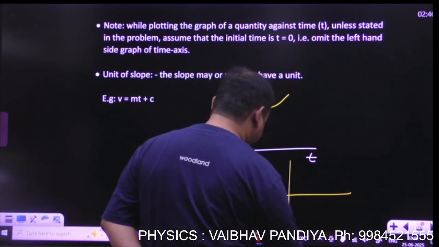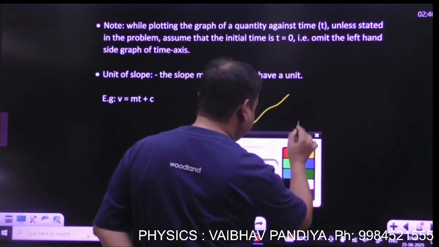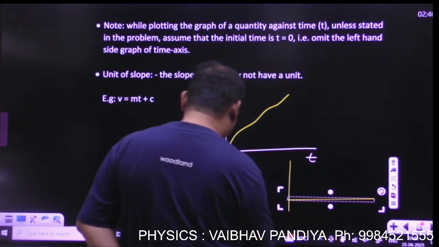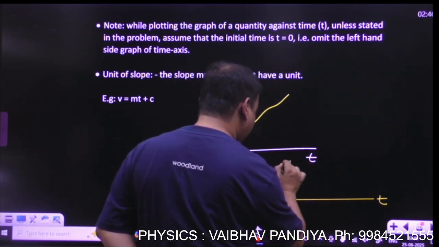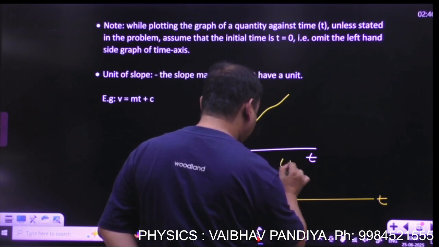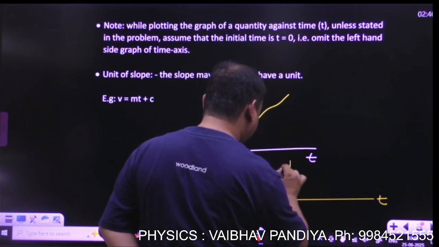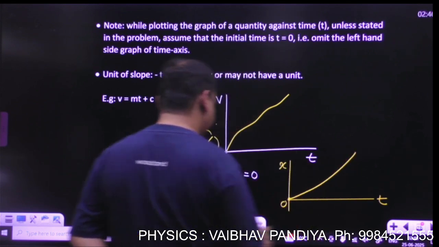It is not necessary that the initial time is always 0. That's why I said unless it is stated in the problem. If it is given in the problem that you have to take the initial time as something else, then you can start from the left hand side. But if nothing is given, you will start the graph from the origin, like a position time graph.